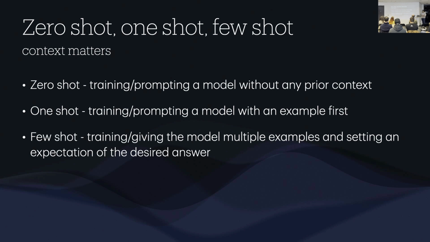Zero shot, one shot, few shot. So this is a concept from training, but you can also use it when you're interacting with ChatGPT, Gemini, Claude, or whatever other model you're interacting with. It's kind of self-explanatory. Zero shot means you're training or prompting a model without any prior context. So this means like, let's see what a good example would be, write me a haiku about sports, for example, and then from the data it has, it will try to write a haiku about sports, and models are notoriously bad at writing haiku. You will get an average performance from that.